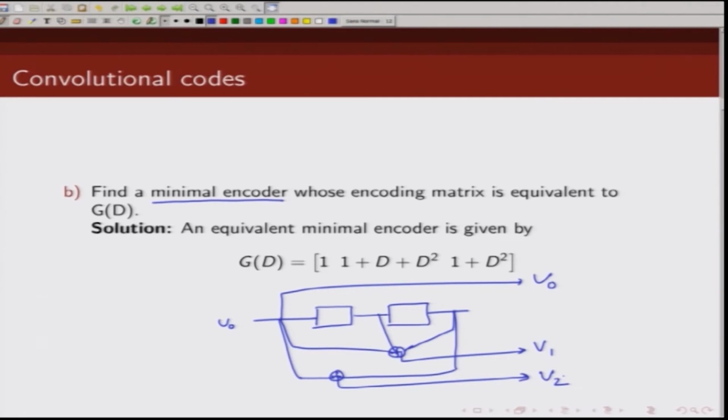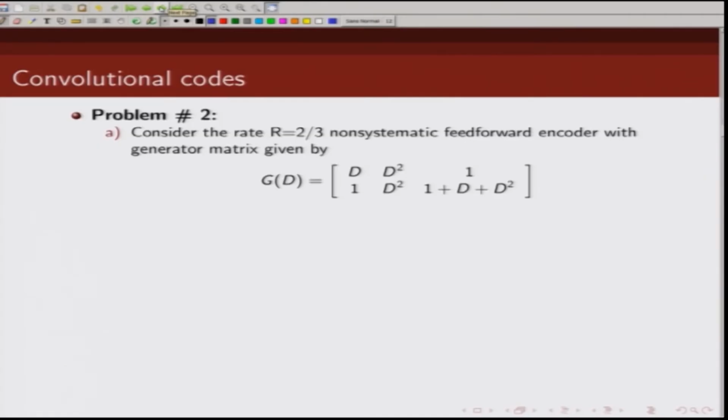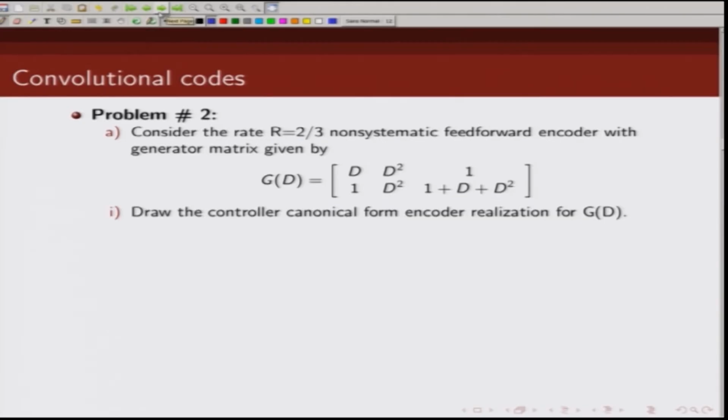Okay. So, this is the minimal encoder for the same generator matrix given in the previous example. Consider a rate 2/3 non-systematic feed forward encoder. So, this is a generator matrix for a non-systematic code, rate 2/3, and it is a feed forward encoder. There are no feedback polynomials here. The first question is, draw the controller canonical form realization for this generator matrix.